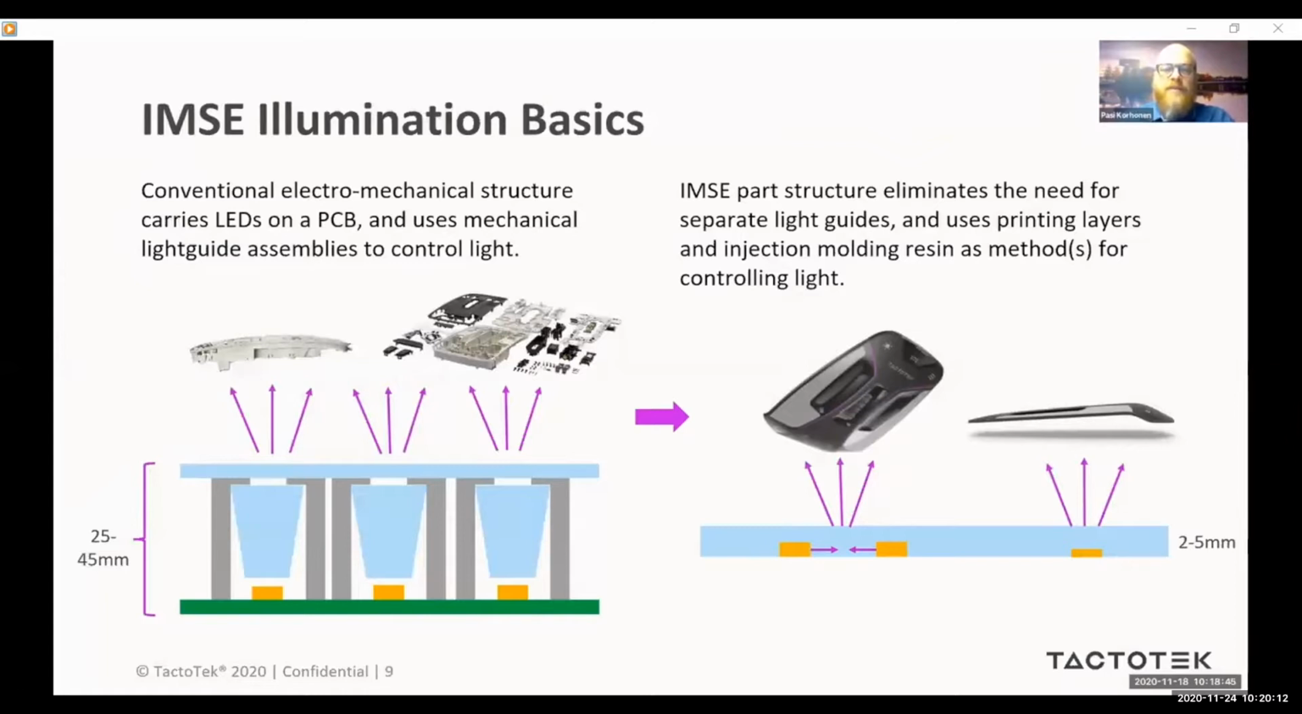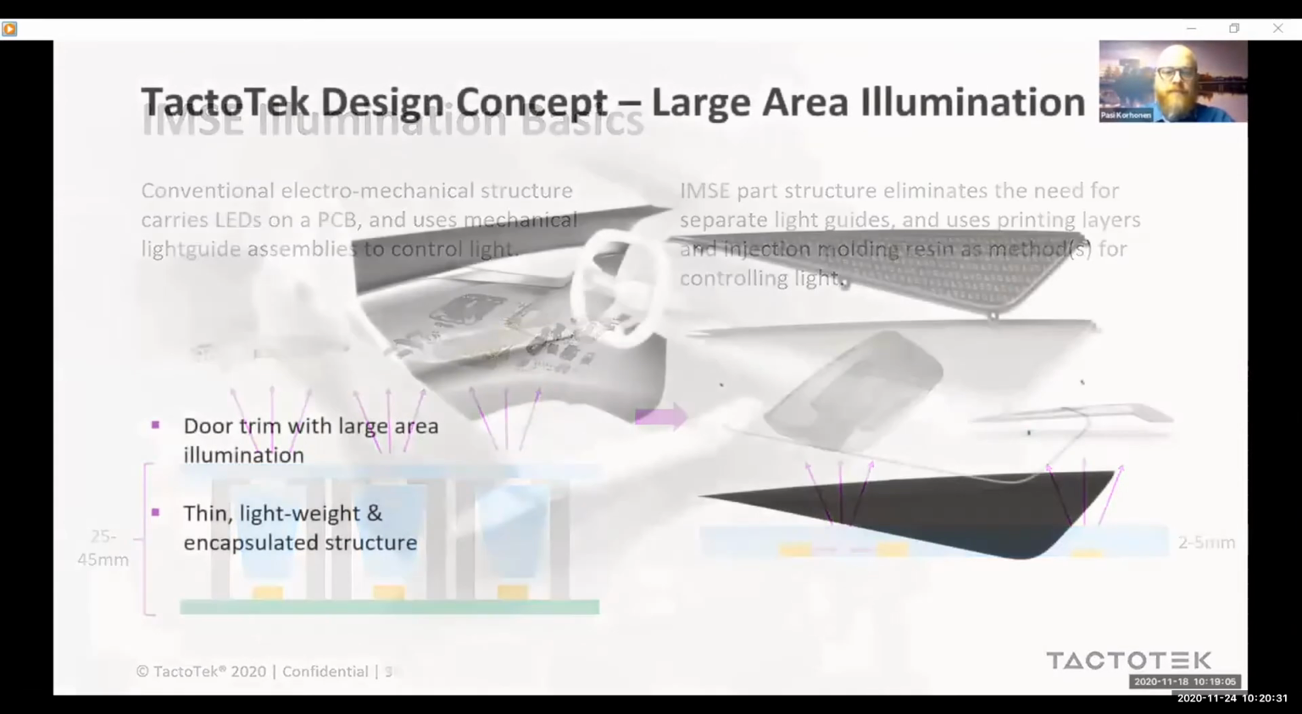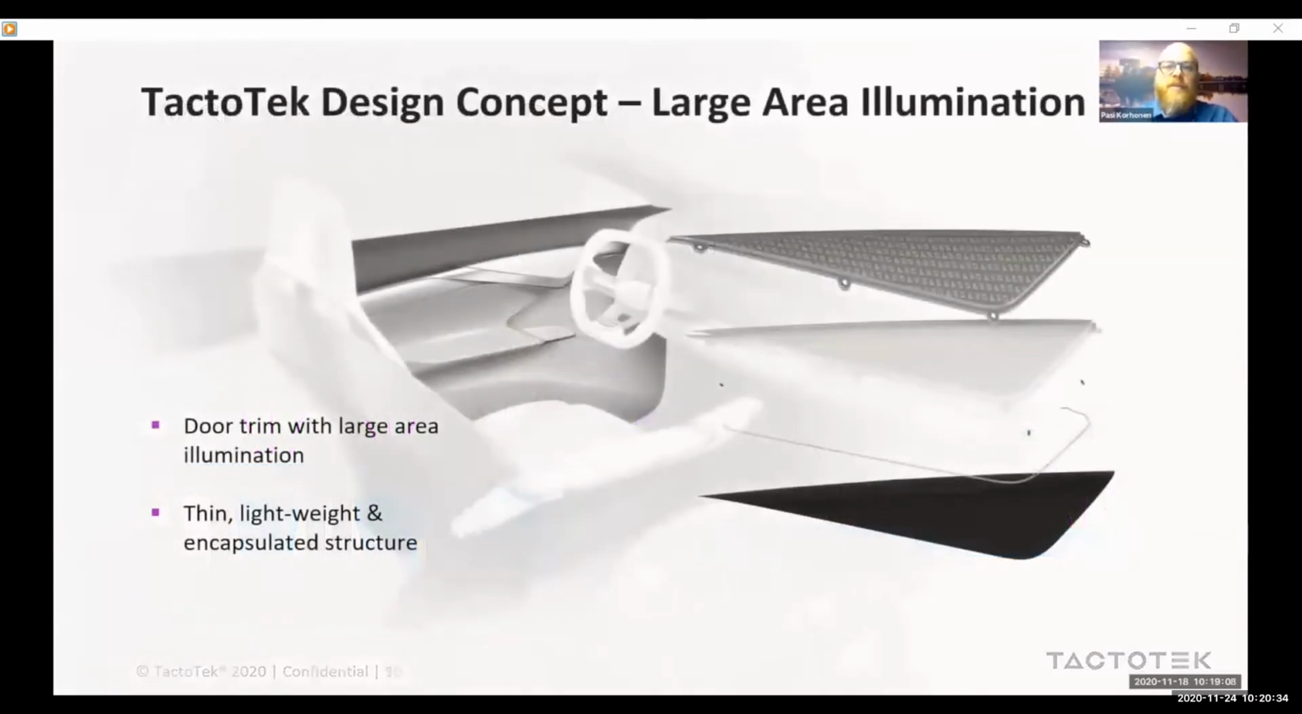We can place the LEDs freely to areas where the light is needed, close to the illuminated item. Light is controlled by resin material, film substrates, and inks on A and B films. Brightness and uniformity requires new engineering tricks. Here we have an IMSE design example, a door trim with large area illumination, which we have created in TactoTek. Let's go over the illumination design features and benefits with the help of this design example.